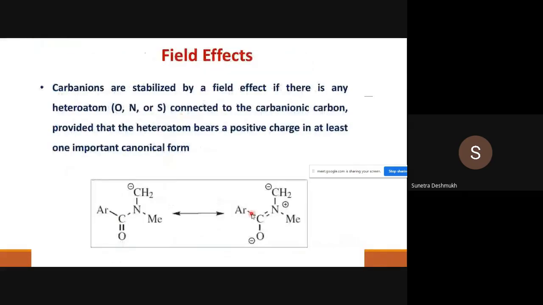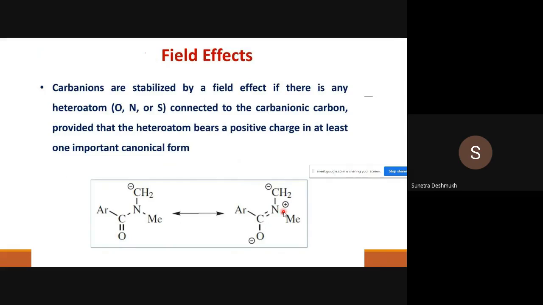Next one, the field effect. What is the field effect, we'll see now. Carbanions are stabilized by field effects if there is any heteroatom like oxygen, nitrogen, or sulfur connected to the anionic carbon, provided that the heteroatom bears a positive charge in at least one important canonical form. Note that if the heteroatom possesses a positive charge and the adjacent carbon atom possesses a negative charge, then only can we say such a structure is a ylide form.